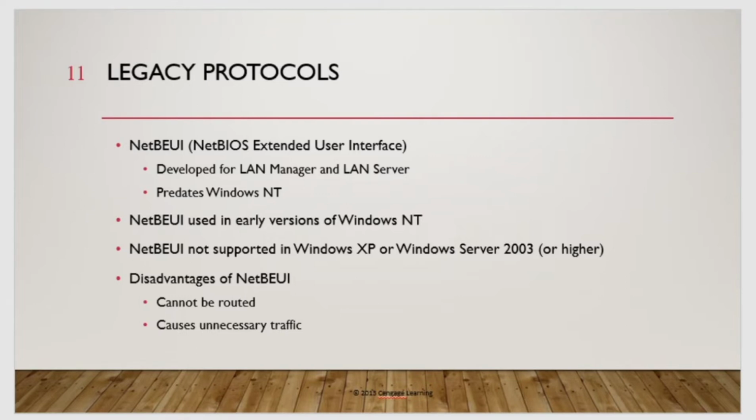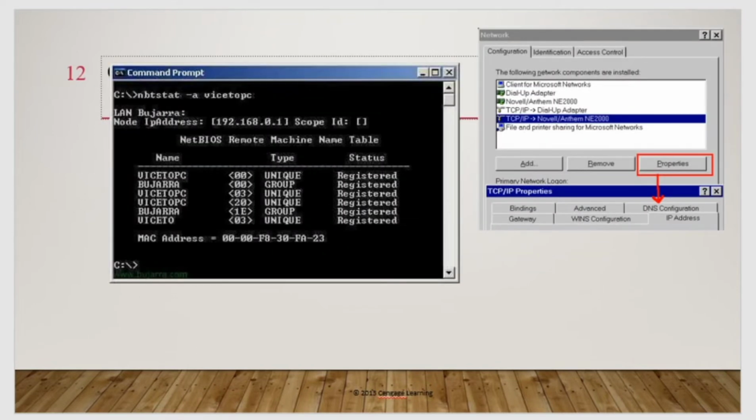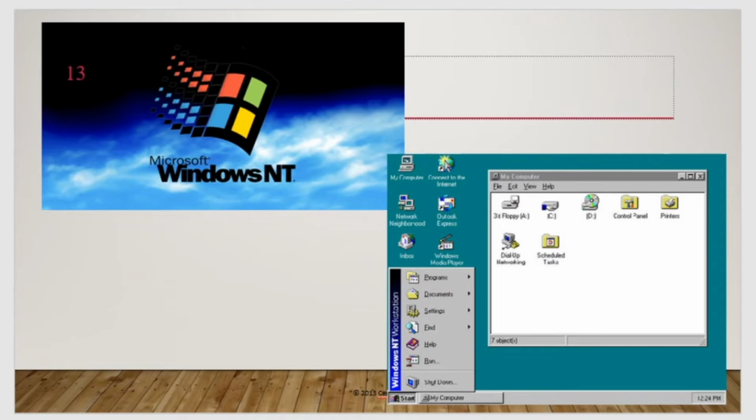So NetBIOS is not supported in Windows XP or Windows Server 2003 or higher. Now, the disadvantages of NetBIOS, it cannot be routed and causes unnecessary traffic. So, imagine how old this particular protocol is. If you think that Windows XP is a relatively old version of Windows operating system, then how much more if hindi na compatible doon yung NetBIOS kasi Windows NT lang siya. So, gano'n na siya katagal nag-i-exist.